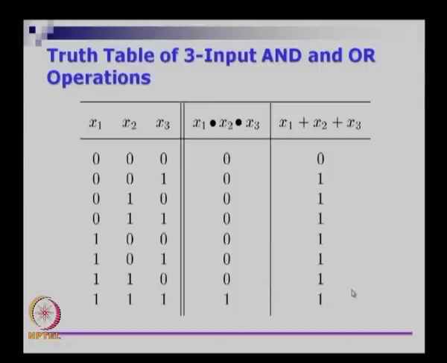A 3 input OR is 3 switches connected in parallel. Even if one of them is on, then the light will glow. The only case where the light will not glow is where all of them are off. So if all of these are off, then the output is 0. Otherwise, even if one of them is 1, then the output is 1. So this is the interpretation for a 3 input AND and a 3 input OR. Now you can go and think about what happens if I have a 4 input AND and a 4 input OR and so on.